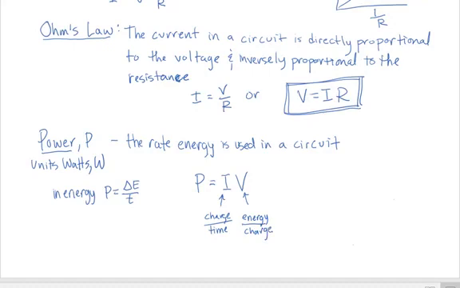And so if you took charge per time and multiplied it by energy per charge, you can see here that the charge is going to cancel out because you have a charge on the top and a charge on the bottom. So if you multiply those together, you're actually going to get energy divided by time, which is exactly the same kind of thing that we were talking about in the energy unit. So even though current times voltage doesn't seem like it's the rate that energy is used, it actually is. So that is our mathematical model for power.